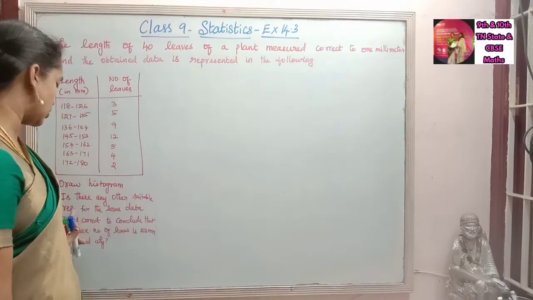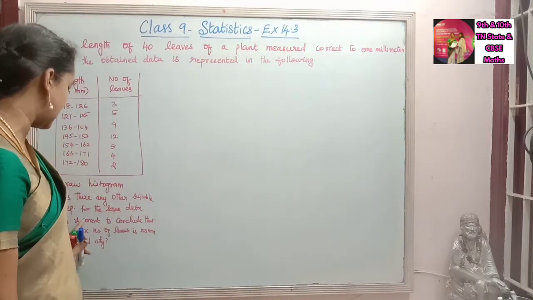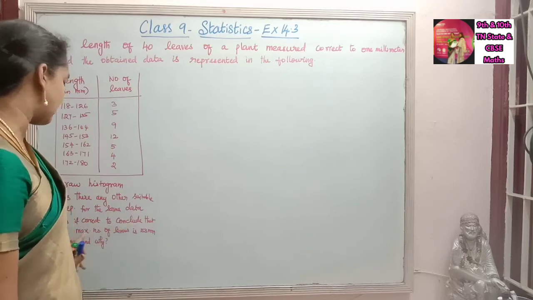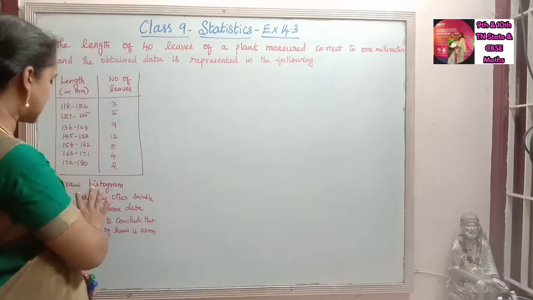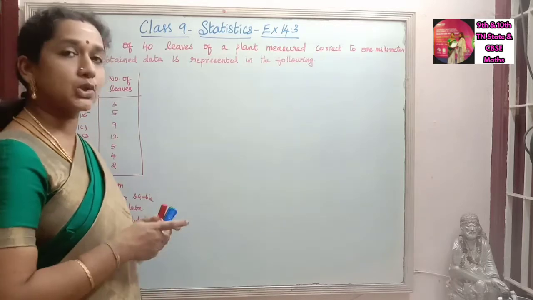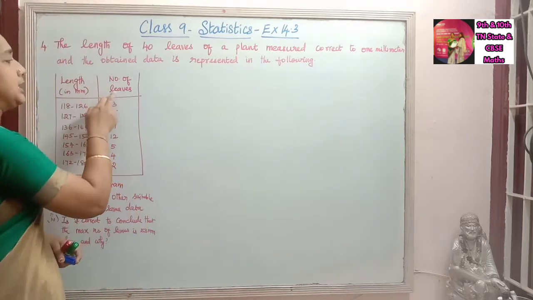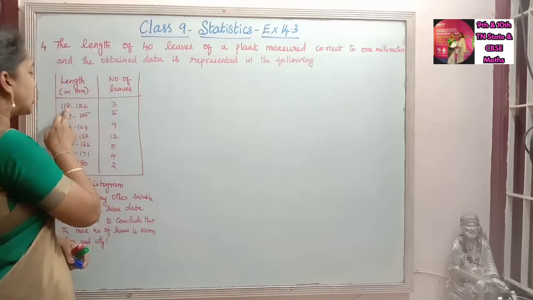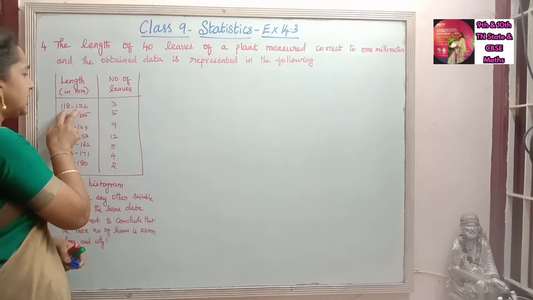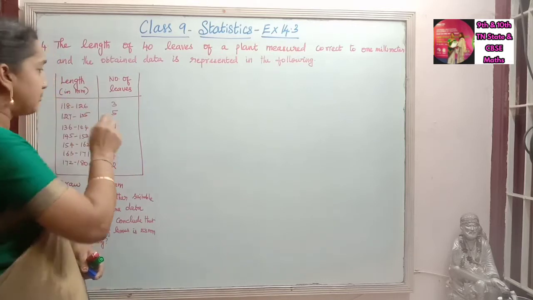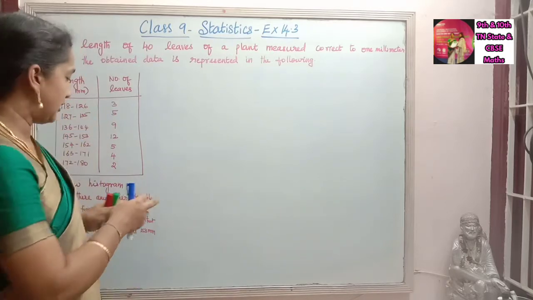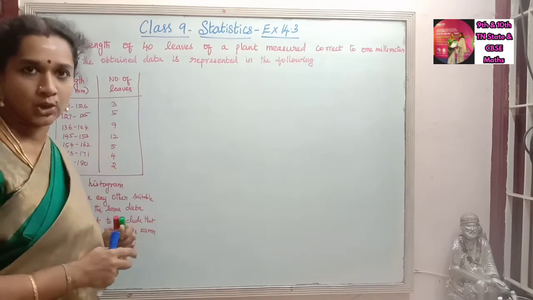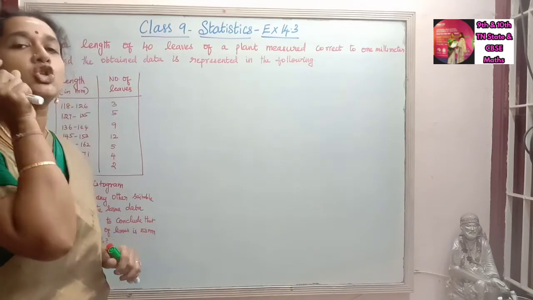Is there any other suitable representation for the same data? Is it correct to conclude that the maximum number of leaves is 153 millimeter long, and why? So first we will give the answer for the first one. In this question, length in millimeter and number of leaves is given. Here it is given as a distribution, but it is not continuous. If we are asked to draw a histogram, the distribution should be continuous.